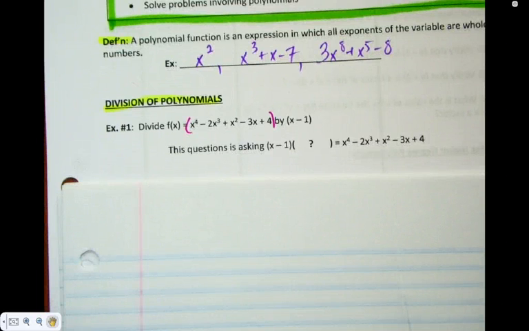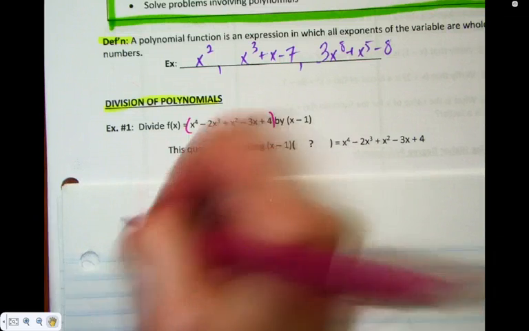Well, how do we divide polynomials? Well, we already learned it last unit. It's called synthetic division. Walk me through synthetic division.